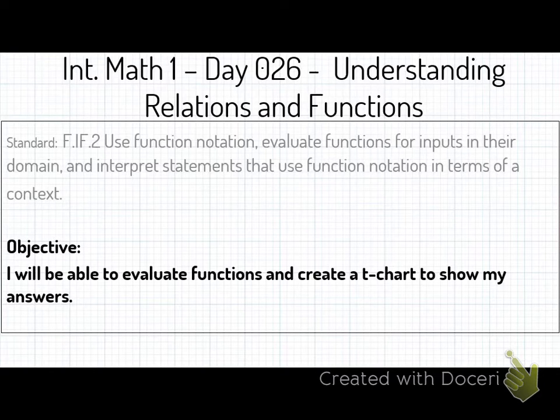Alright, good morning. This is lesson 26 for Integrated Math 1. We're going to be understanding relations and functions, and we're going to be able to evaluate functions. If you look down here, evaluate functions and create a T-chart to show your work or to show your answers, okay? So the big idea here is the following.